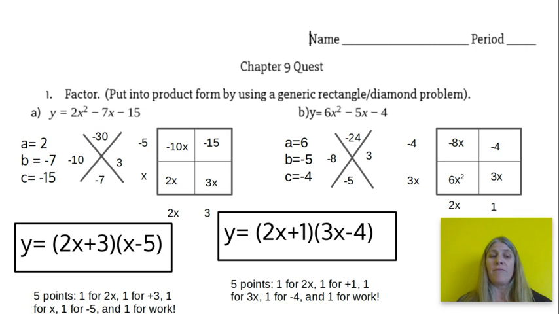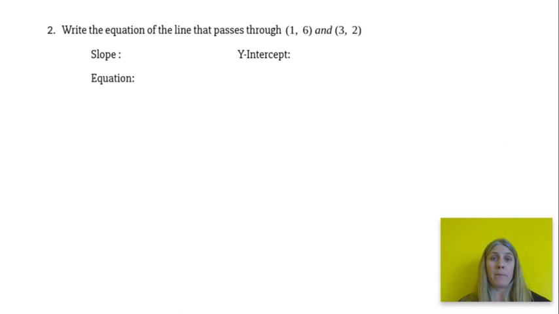Same situation, 5 points for this problem: one for your 2x, one for your plus 1, one for your 3x, one for your negative 4, and one for your work. So problem number 1 is worth 10 points altogether. Let's move on to problem number 2.